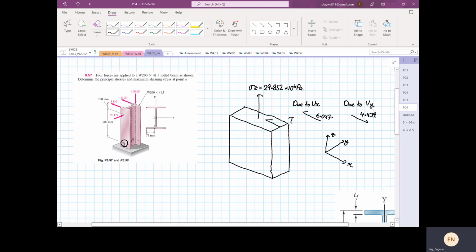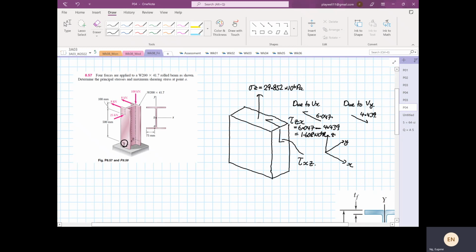Okay, so our shear intersecting plane is Z. The direction is X. It will be equal to 6.047 minus 4.439, which is 1.608 times 10 to the power 6 Pascal. Then you have a coupled shear over here. So this arrow is your shear, intersecting plane is X, and the direction of the stress is in the Z direction.